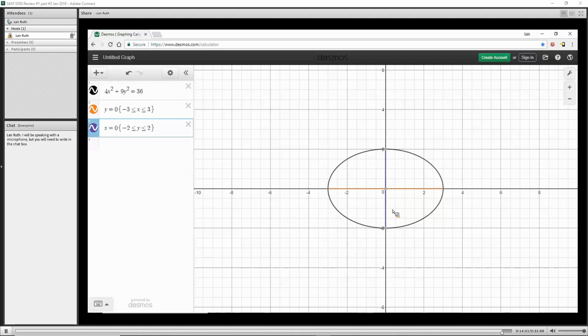Domain is just the shadow on the x-axis. Range is just the shadow on the y-axis. So domain here is the orange line segment. The range is the purple line segment.